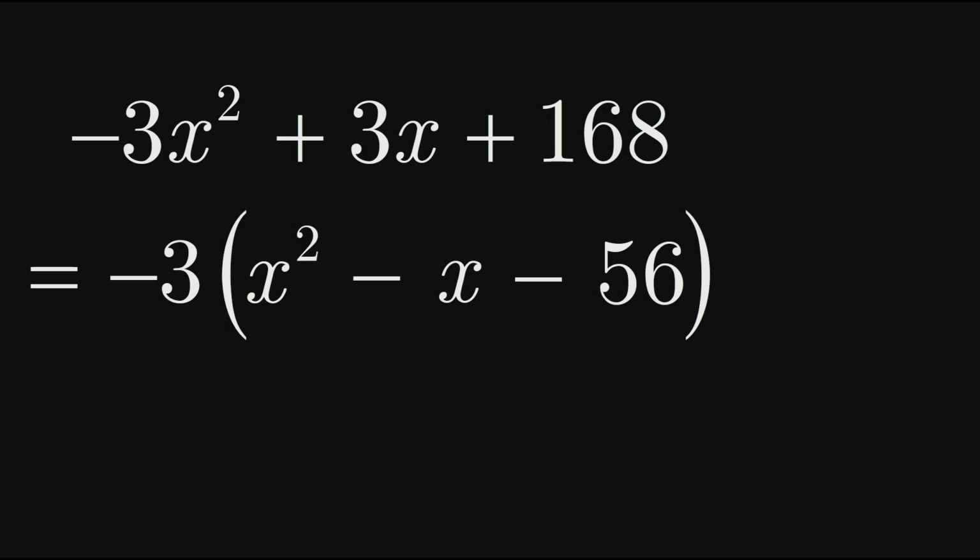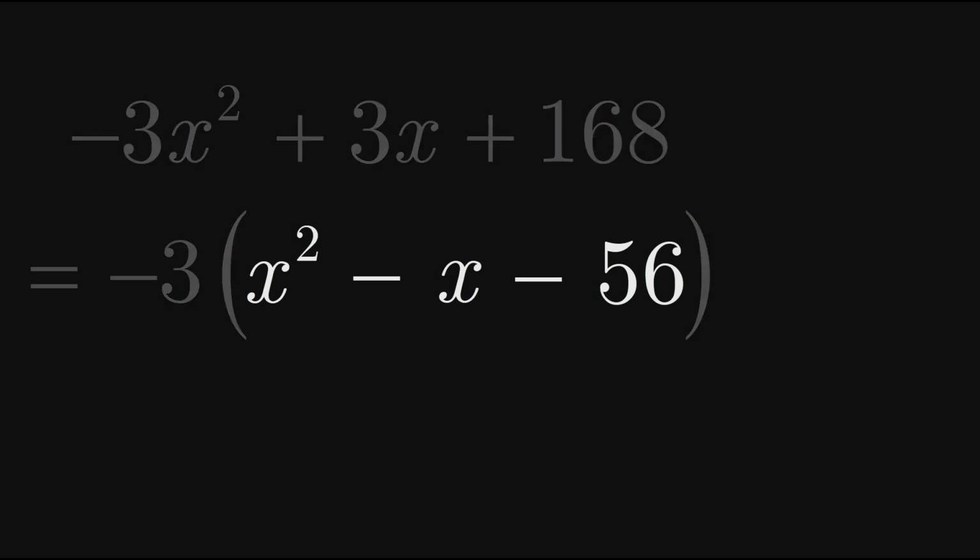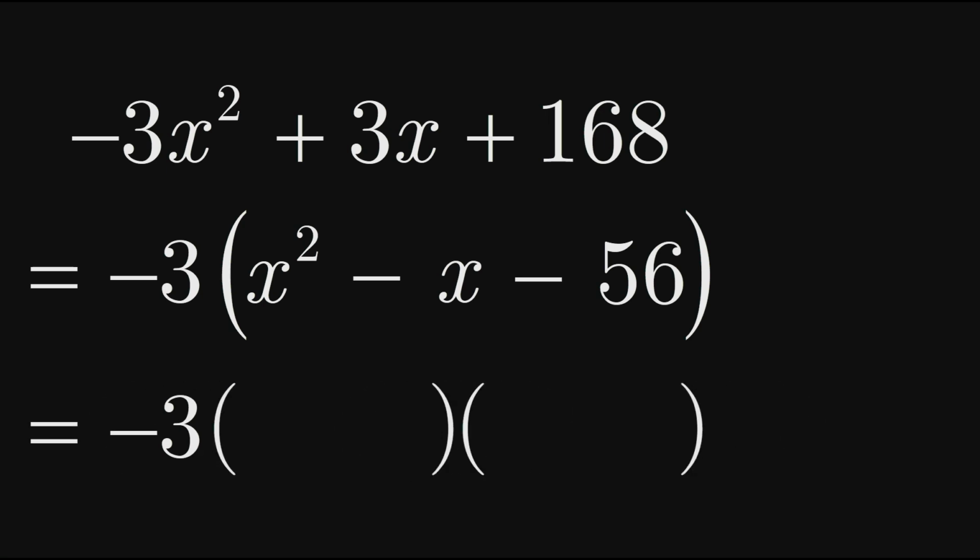Finally, we attempt to factor the resulting trinomial by looking for two numbers that multiply to negative 56 and add to negative 1. 7 and negative 8 do the trick, so we can write our fully factored expression as negative 3 times x plus 7 times x minus 8.